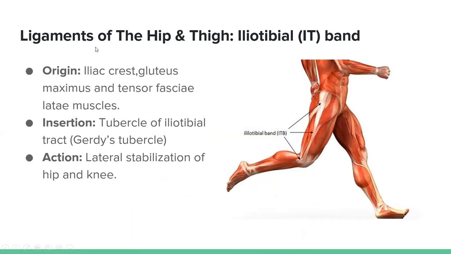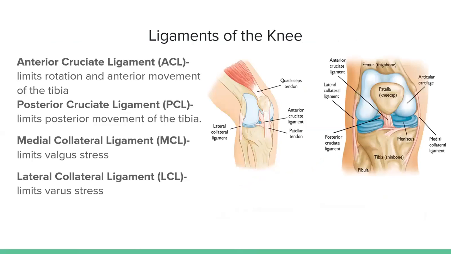Now we have the ligaments of the hip and the thigh. Both of these are connected, they go hand in hand. Your IT band, your iliotibial band. The origin would be the iliac crest, your gluteus maximus, your tensor fasciae latae muscles. And then it inserts at the tubercle of the IT tract, which is also known as Gerdy's tubercle. The function would be stabilization laterally of the hip and the knee.